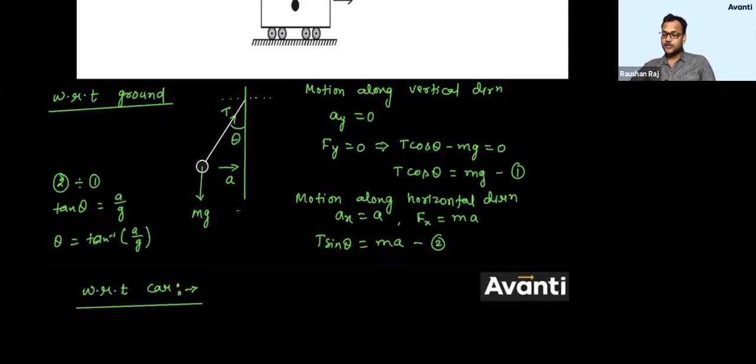So T cos theta gives us mg, but T sin theta gives us 0. That means it is contradicting, right? So that means we are doing something wrong.